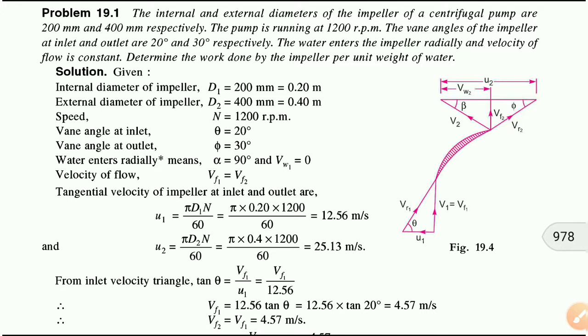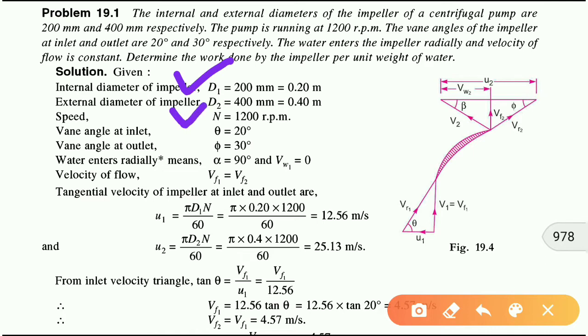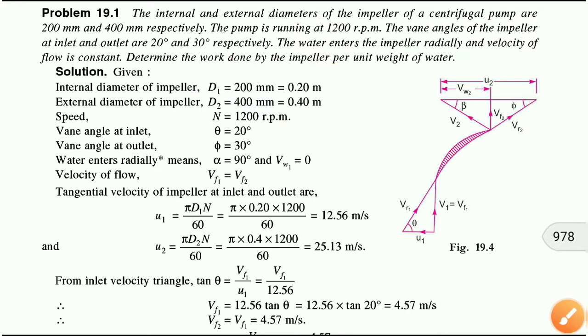So firstly we will write whatever is given in this problem in a simplified form. In the first line, the internal and external diameters of the impellers are given, which are represented by D1 and D2, and these are its values, 200 mm and 400 mm respectively. We will convert them into SI unit, means in the form of meter. So 200 mm is equal to 0.2 meter and 400 mm is equal to 0.4 meter.